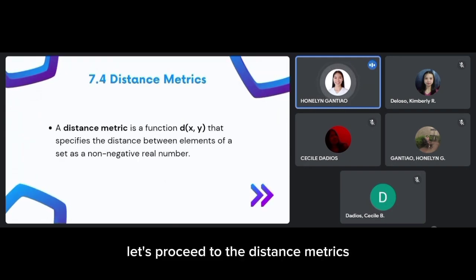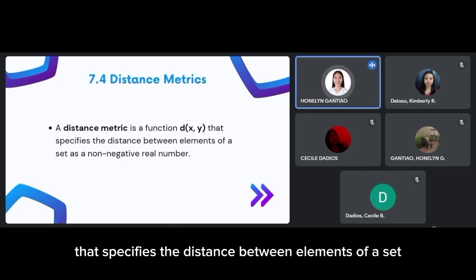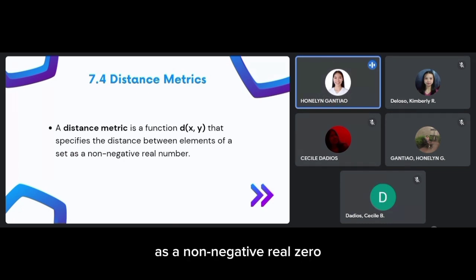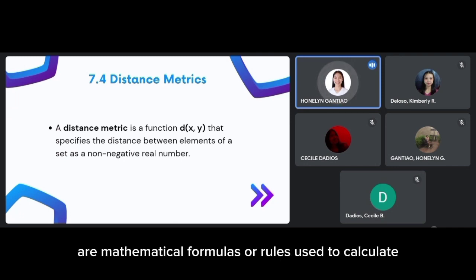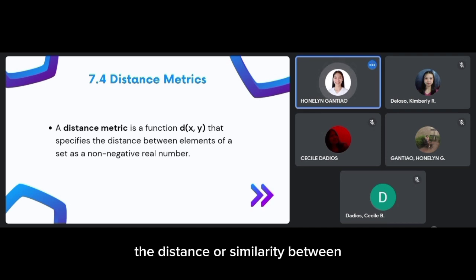Let's proceed to the distance matrix. A distance matrix is a function d of x and y that specifies the distance between elements of a set as a non-negative real number. Distance matrices, also known as distance measures or similarity measures, are mathematical formulas or rules used to calculate the distance or similarity between two objects or data points.